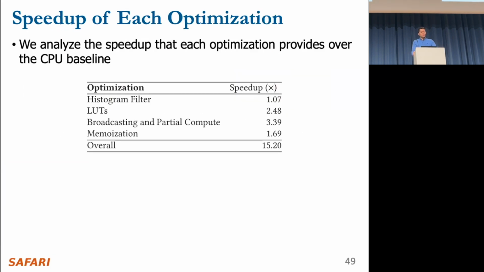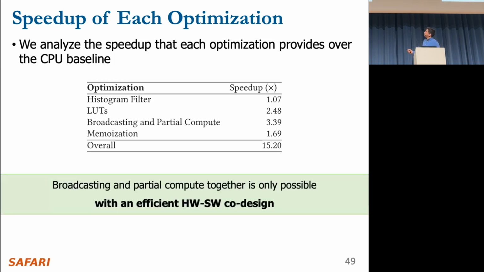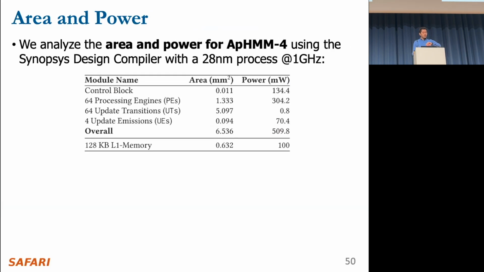We also show the speed up of each optimization that we're making. I really want to focus on this third optimization here, which is the combination of broadcasting and partial compute. The partial compute is a pure software optimization, while broadcasting is implemented in the hardware. And this is the biggest speed up that we're obtaining in the design. This broadcasting and partial compute together is only possible with an efficient hardware-software co-design.